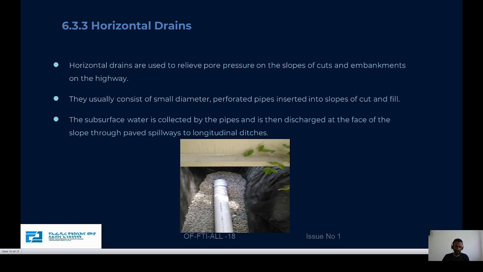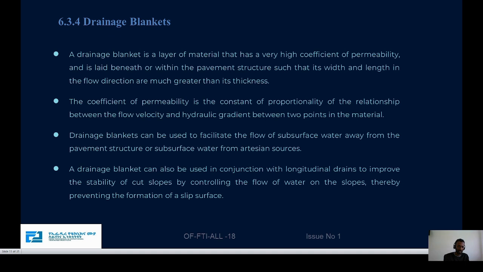Horizontal drains are mostly perforated pipes, used in the slopes of cuts and embankments on the highway. Most retaining walls also use horizontal drainage. They usually consist of small diameter perforated pipes installed into the slopes of cuts and fills. In the figure this is the horizontal drain. The horizontal drainage drains to the longitudinal drainage, and drainage blankets will also be discussed.